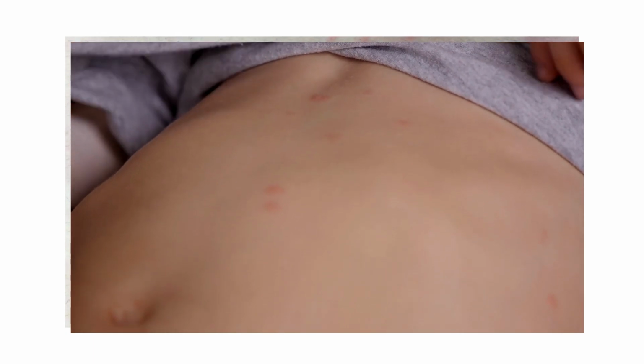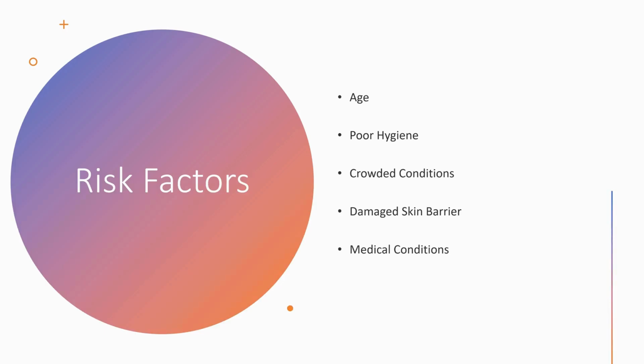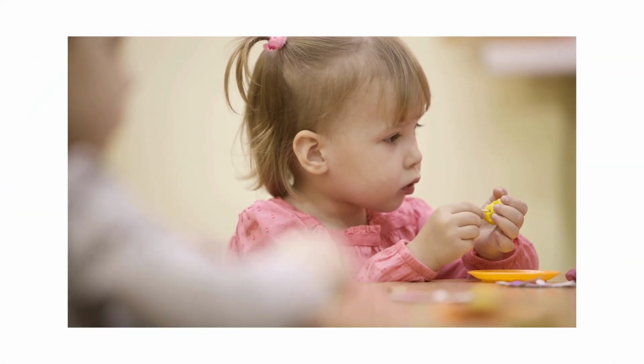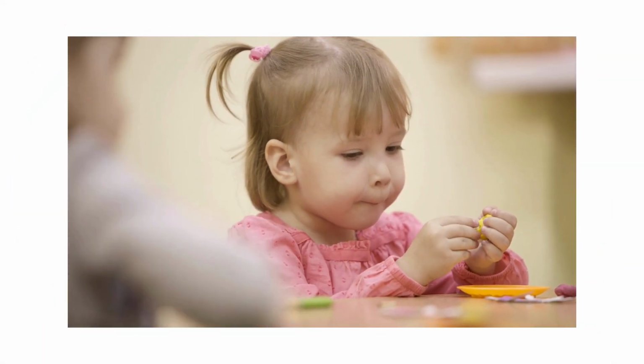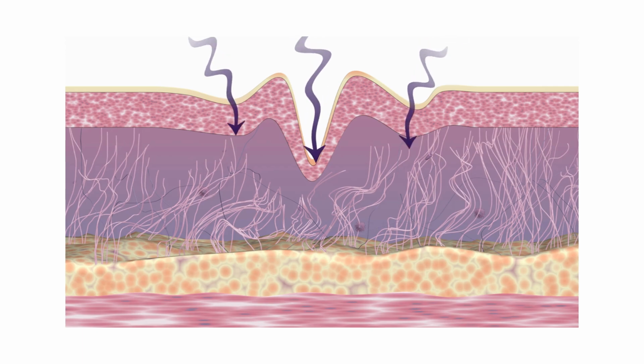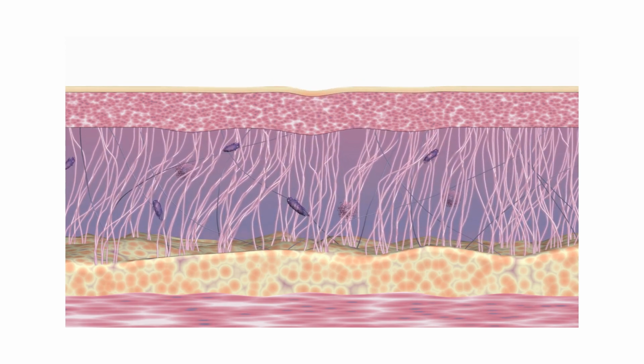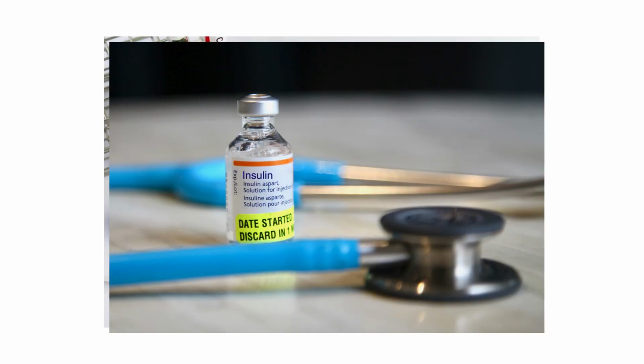So, impetigo most commonly occurs in children and infants. It can also be due to poor hygiene and exposure to contaminated surfaces. Crowded conditions, such as schools and nurseries and care homes, can increase the risk also. The skin barrier, if intact, usually keeps these pathogens at bay, but cut or damaged skin can increase the risk. And certain medical conditions, such as diabetes and immunosuppression, can also contribute.